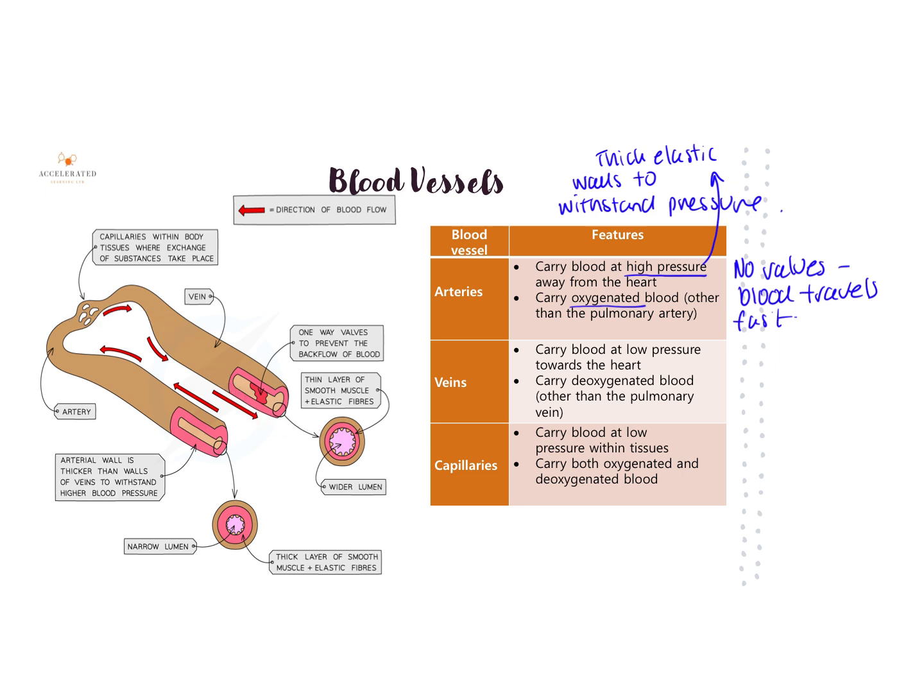Because my veins will carry the blood at low pressure, it will always carry my deoxygenated blood, with the exception of my pulmonary vein. It has valves, and we know our valves are to prevent the backflow. And we know we have valves because the blood is slow, and that means it's at low pressure.